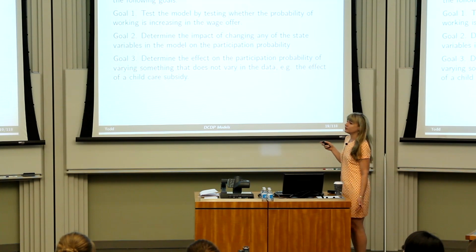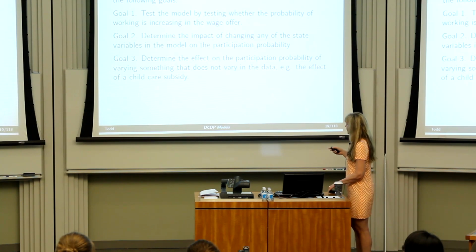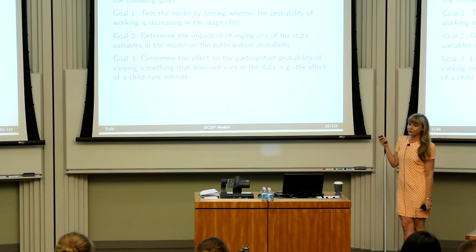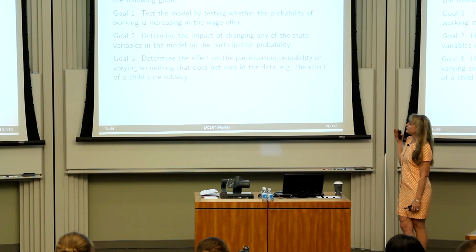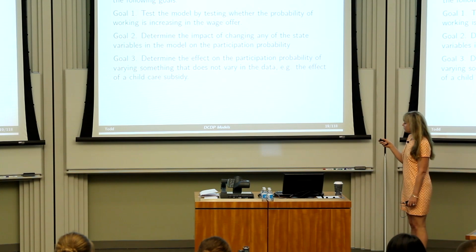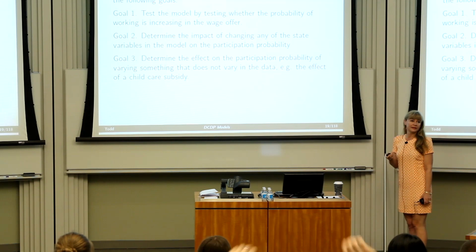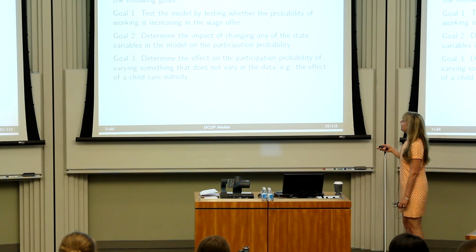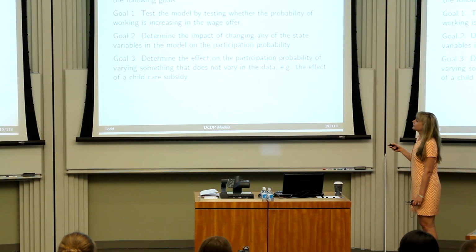So we'll look at what you get out of these things, considering 3 different goals, and what you need under these different approaches to analyze these types of questions. Suppose we wanted to test the model by testing whether the probability of working is increasing in the wage offer. That's one implication of the model. So we'll look at how you could do something like that. Or you could just look at the impact of changing any of the variables in the model, like some of the x's or the kappas, on the participation probability.